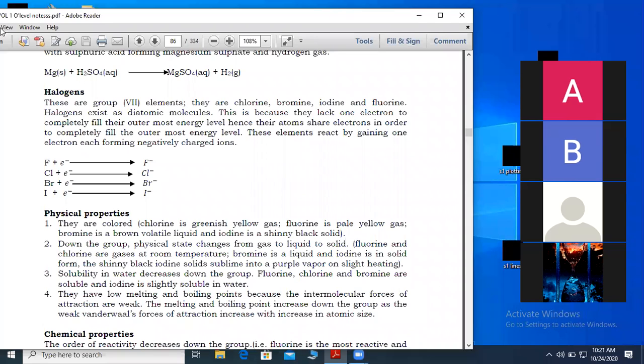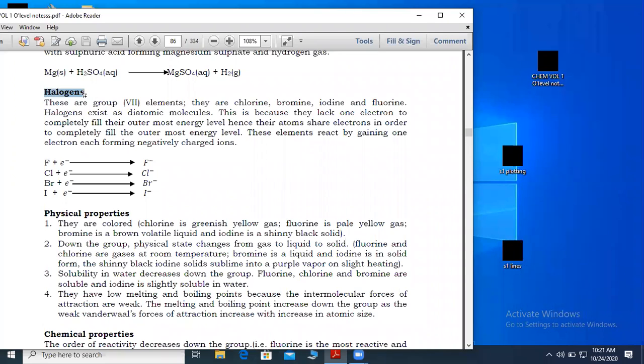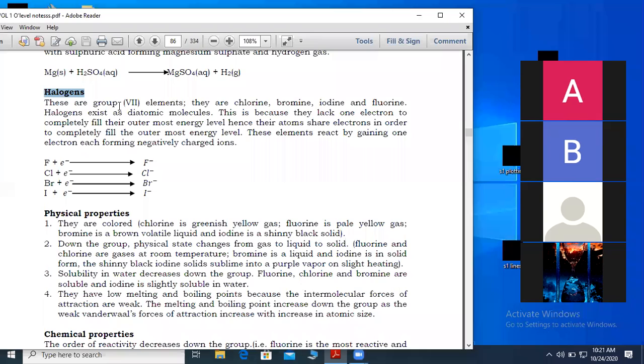Let us now go to halogens, and today let us try and see if we can finish chemical families. This time we are looking at halogens. Halogens are elements which are in group 7. So halogens are group 7 elements, and they include chlorine, bromine, iodine, and fluorine.